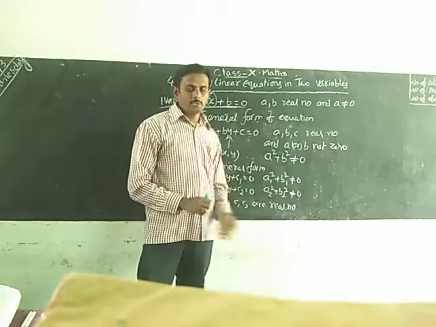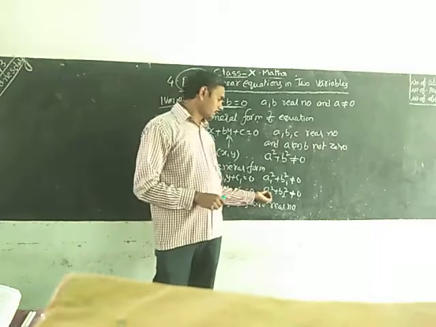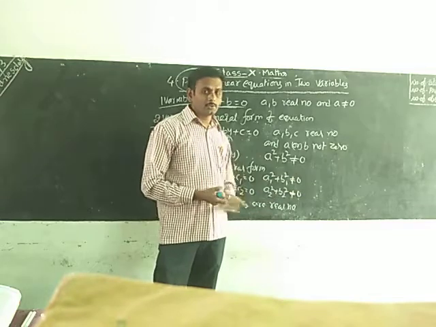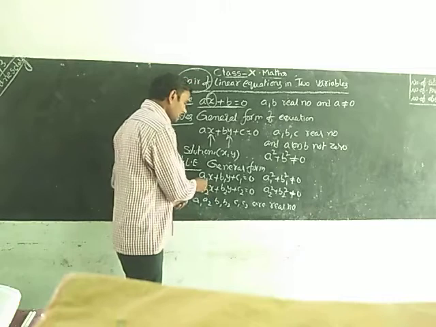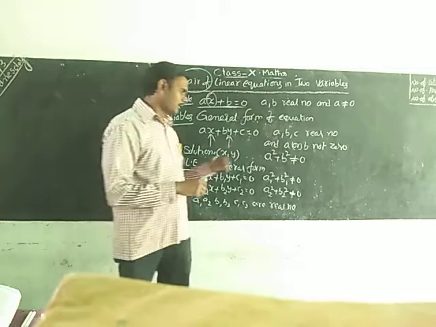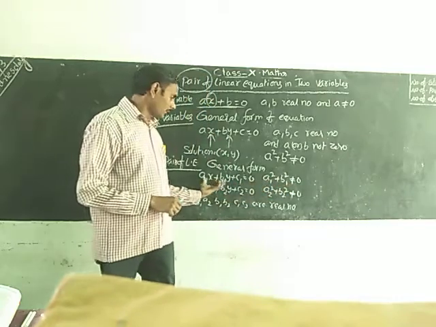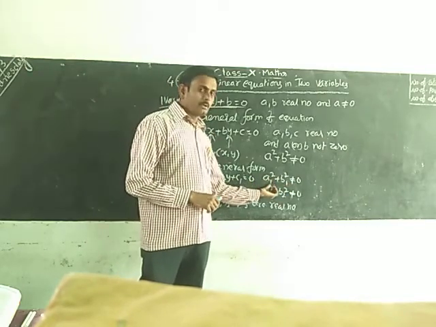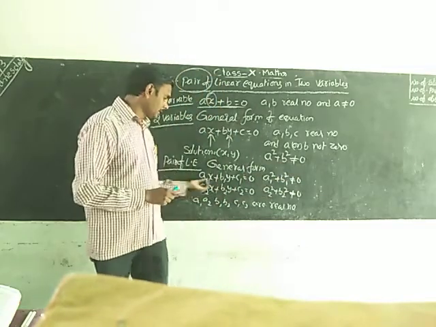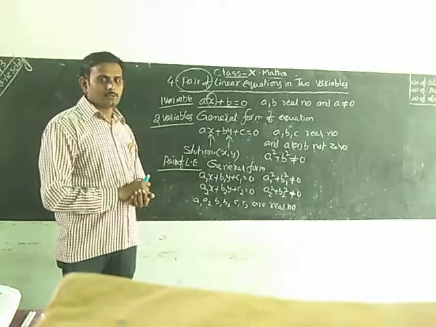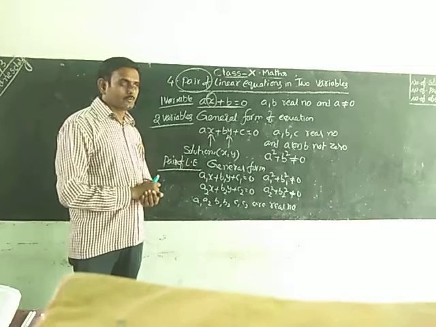Whenever it equals 0, that is not a pair of linear equations. Whenever a1 square plus b1 square equals 0, then this is not a pair of linear equations. Only if this condition is followed by the coefficients, that is, a1 square plus b1 square is not equal to 0, can we say it is a pair of linear equations in two variables.